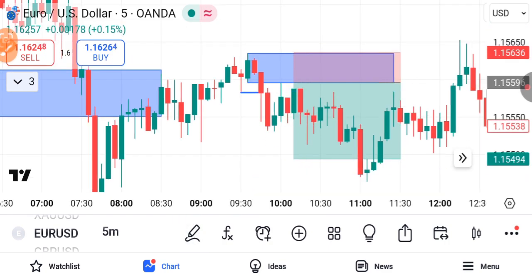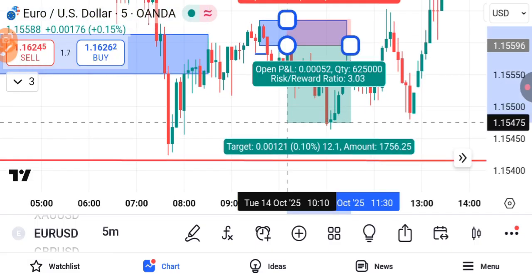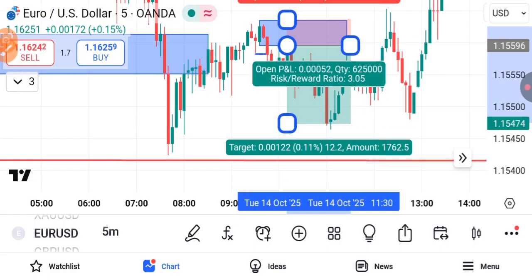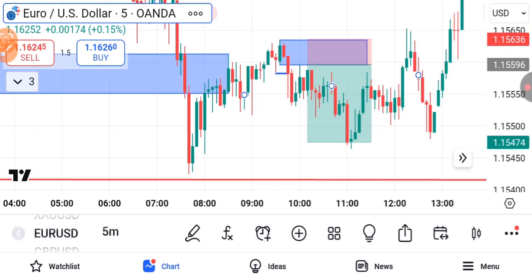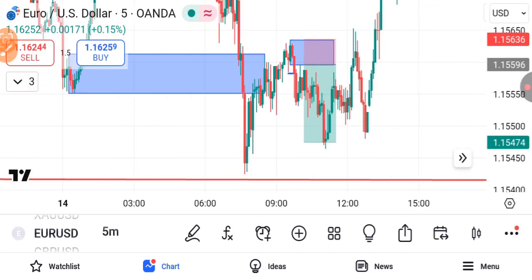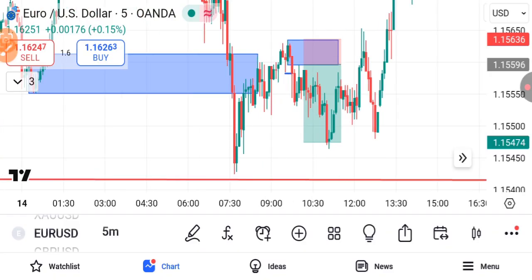So let's see how much risk to reward. As you can see, 1:3, a perfect 1:3. So this is an order block. All right, we use a breaker block to enter a trade.